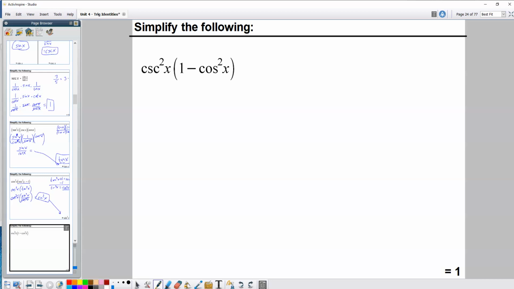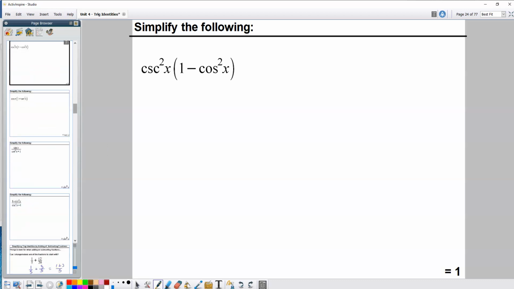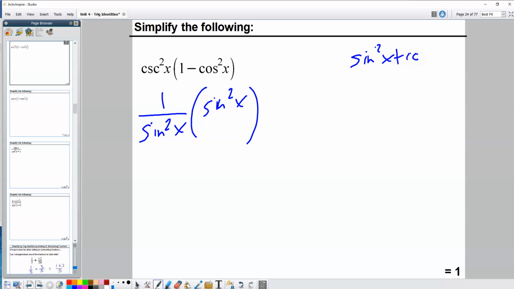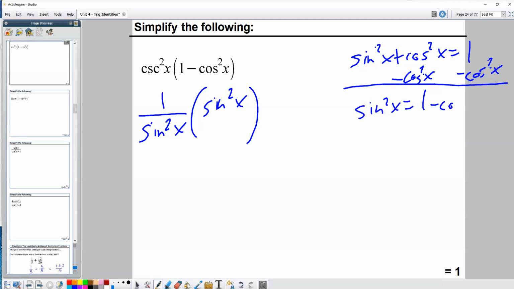How about you push pause real quick, try this one. The cosecant squared of x, that's the same as 1 over sine squared of x. 1 minus cosine squared of x is sine squared of x. That goes back to our sine squared plus cosine squared equals 1. I could subtract the cosine squared over there and have sine squared of x equals 1 minus cosine squared.